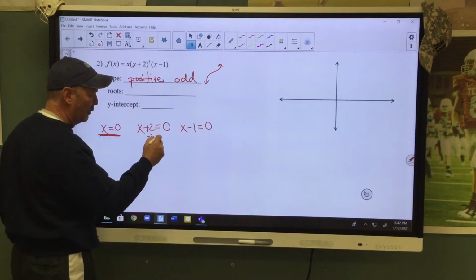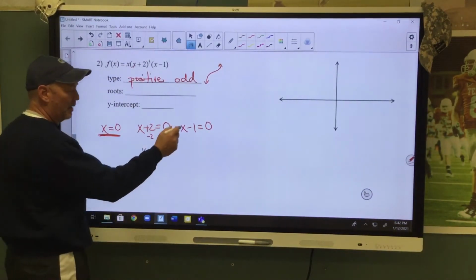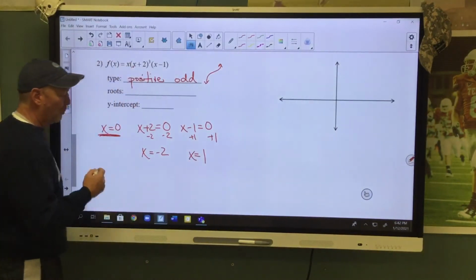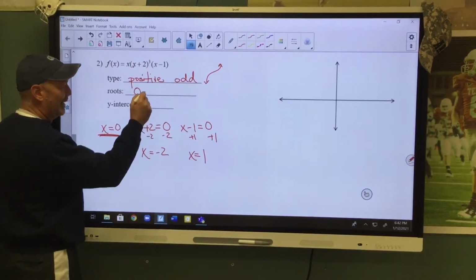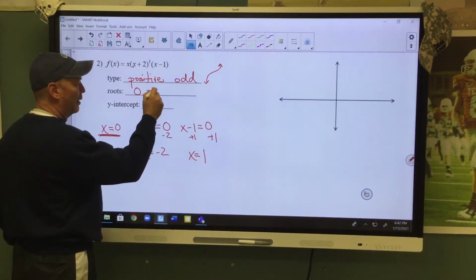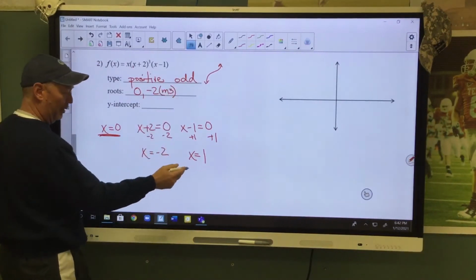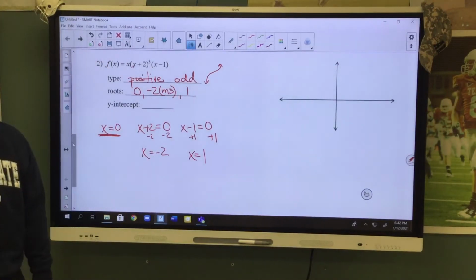This one, minus 2, x equals a negative 2. Plus 1, x equals 1. So my roots are 0, negative 2, but this is an M3, and my other root is a 1. So there are my roots.